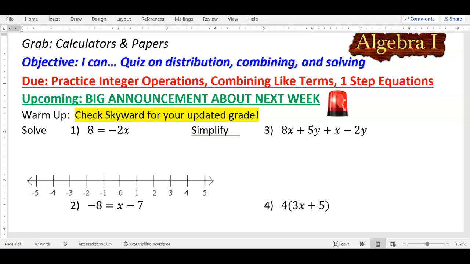So we already announced the big announcement. I'm not going to be with y'all next week. So y'all have Miss Smilgan, but everything is the same for y'all. Come here, do class, learn math.